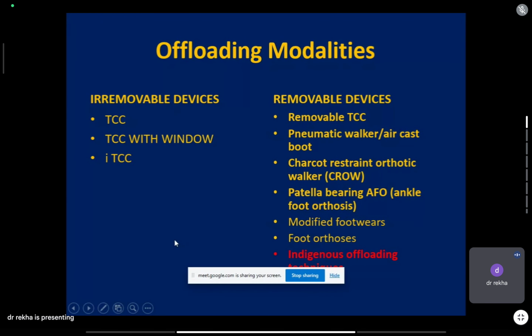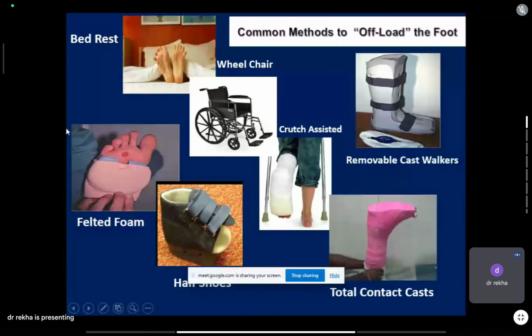We will not discuss all. We can just show a picture. This is complete bed rest, which is not possible. Wheelchair assistance is not possible in every patient. Crutch assisted offloading is also not possible in all patients. This is felt foam dressing, very easy, but sometimes may cause skin eruption due to the gum. And this is half shoes and total contact casts. It is the gold standard for the healing of the neuropathic ulcer.